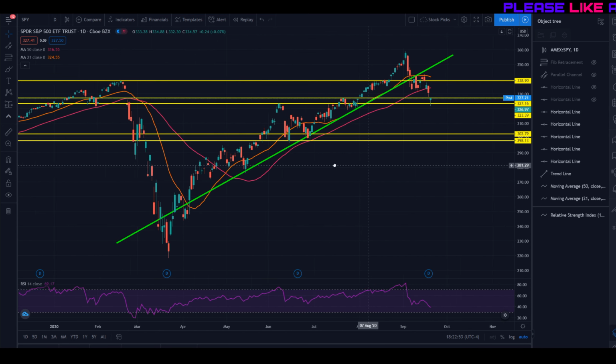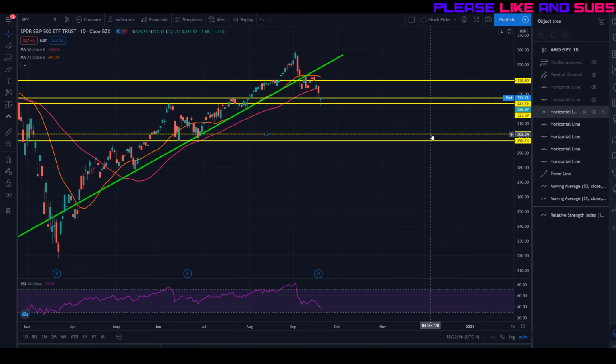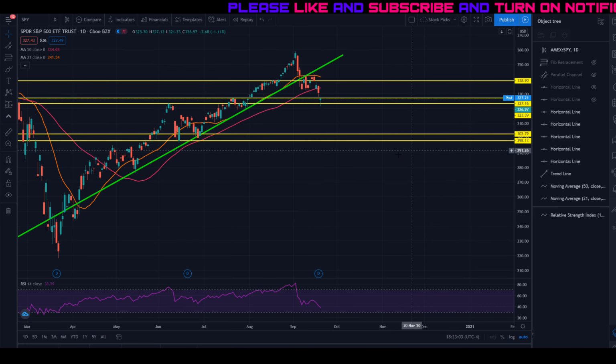So I think somewhere between 298 and, let's say, 302, there may be two distinct areas of support, or there may be one kind of area of support. But we'll have to wait and see.